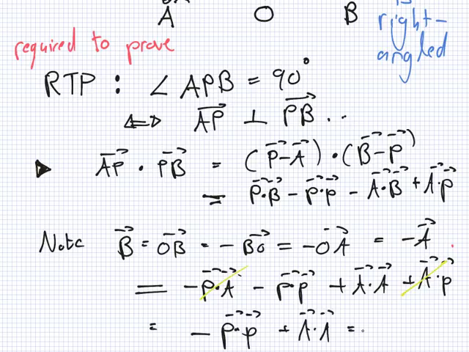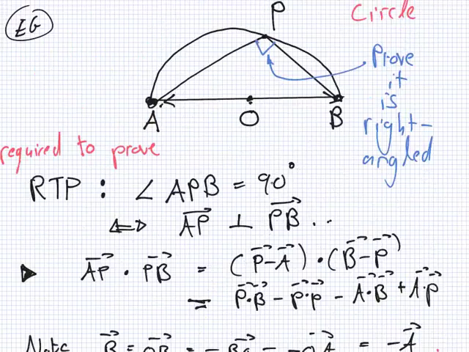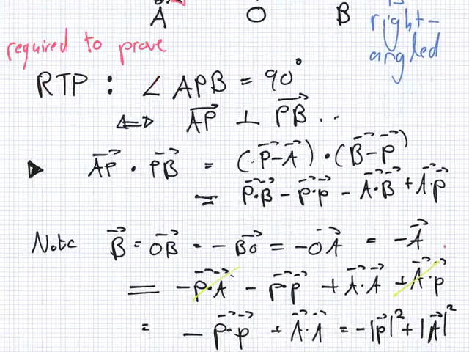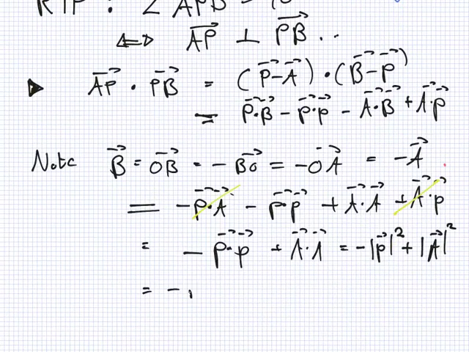But what is P dot P? Well, if you remember, that's P's magnitude squared, and A dot A is A's magnitude squared. But if we go back to the circle, what is the magnitude of P? Well, that's the length from here to here. And what's the magnitude of A? From here to here. Oh, these are both the same thing, because it's on a circle. So this will equal minus R squared plus R squared, which is equal to zero. And that's the end of the proof.